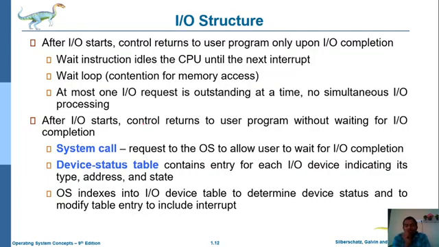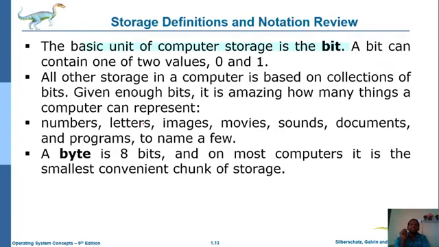That means the operating system can have proper information about the total IO requests waiting at the IO device table and their indexes, that means their addresses or their original memory locations. Such information is maintained by the operating system. These are the two types of IO structures used in operating systems.